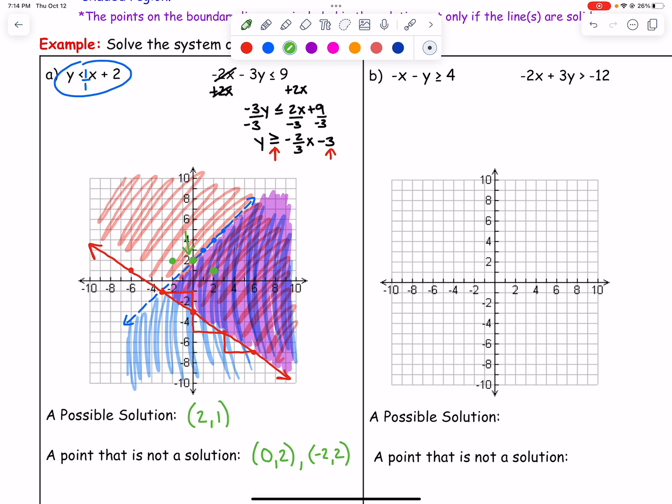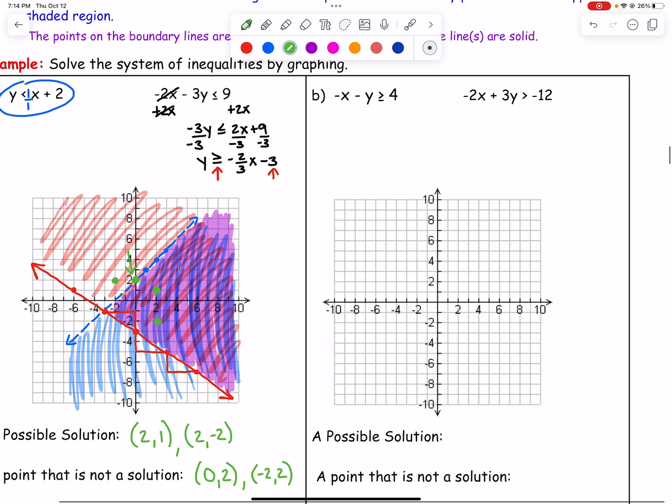And let's just put another possible solution that is a solution. Like 2, -2 would be another good one that is a solution to our system because it's in that purple shaded area. So let's do another one like this one.